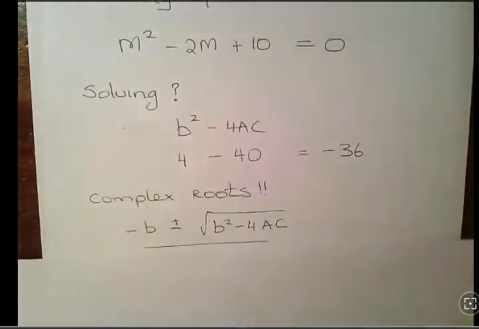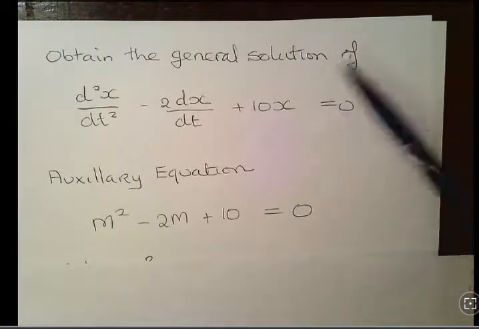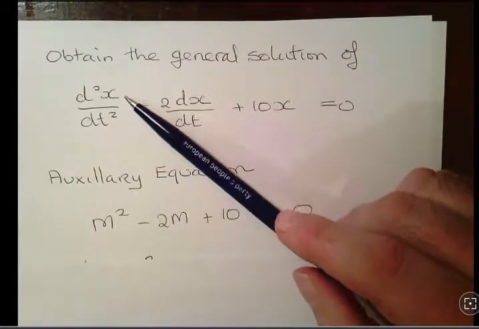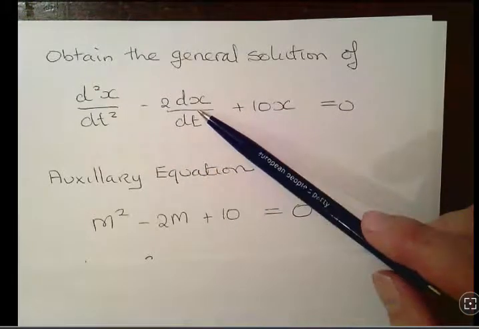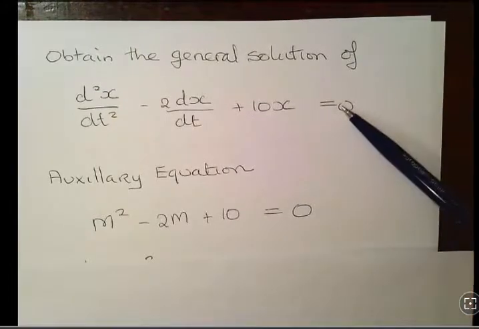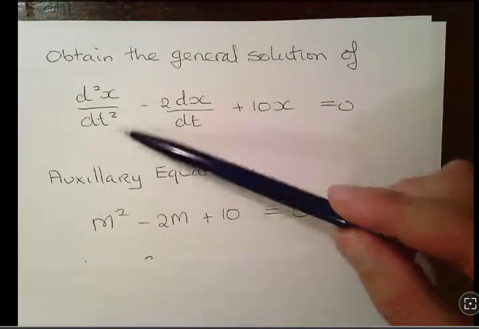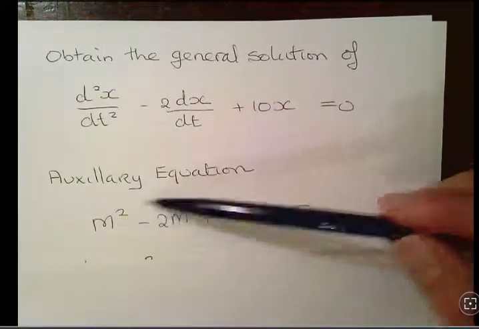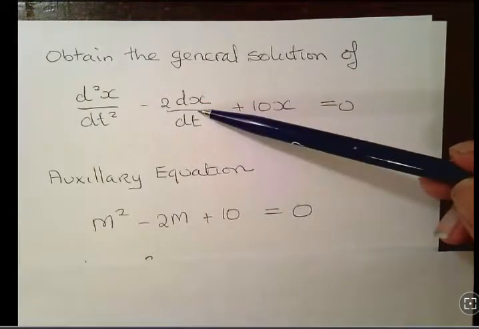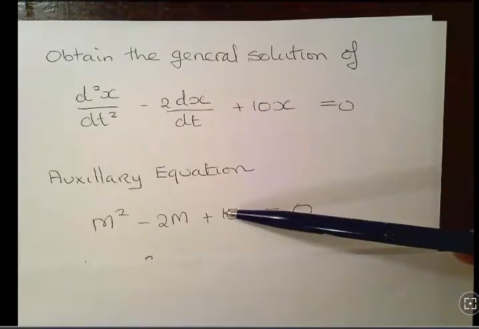So the last one. Okay, so let's just get set up here. This is the last of the three. Obtain the general solution of the following: d squared x over dt squared minus 2 times dx over dt plus 10x equals 0. And again, the auxiliary equation. So we have a second order expression here: m squared minus 2m plus 10.